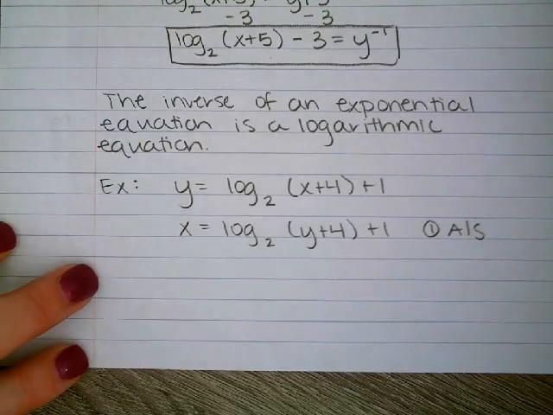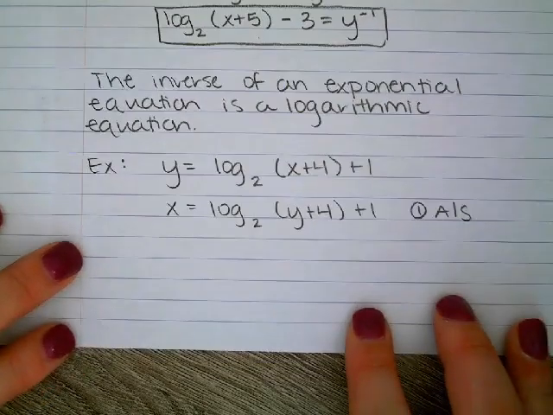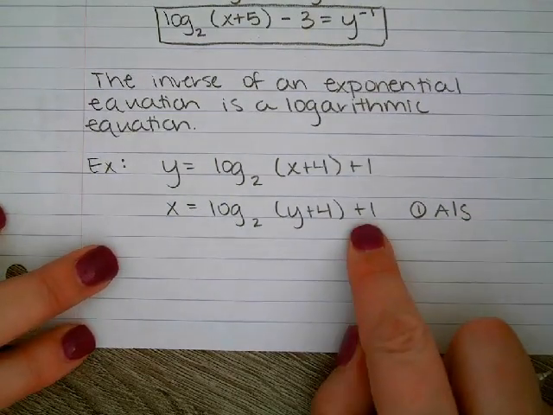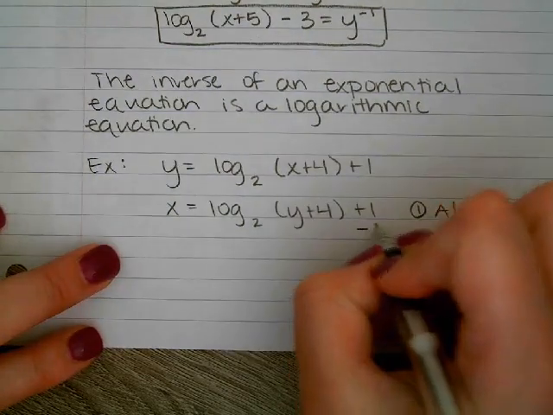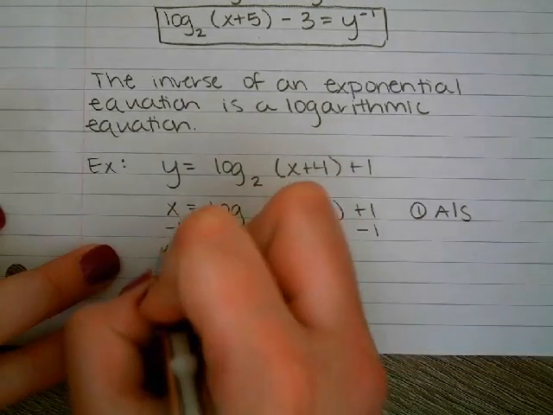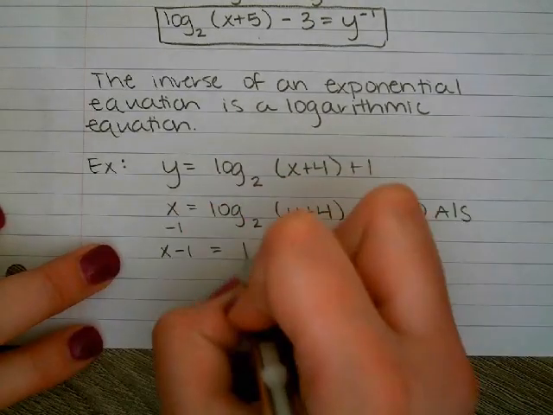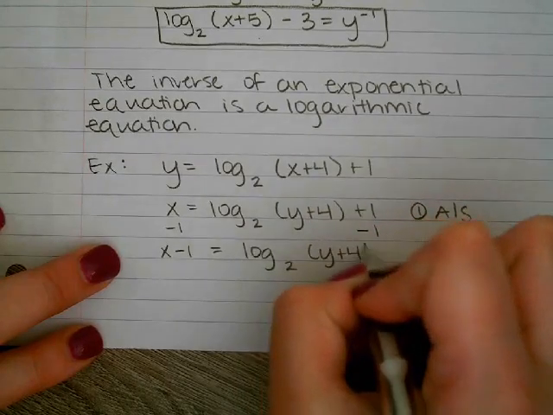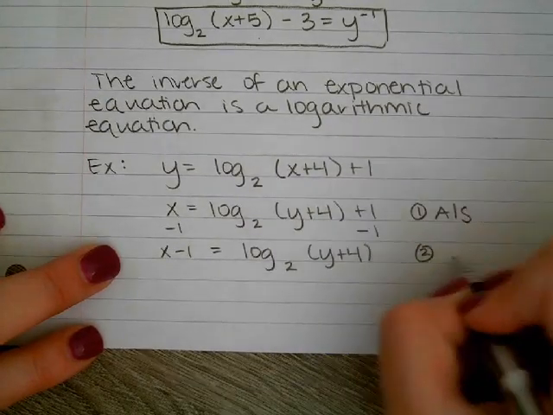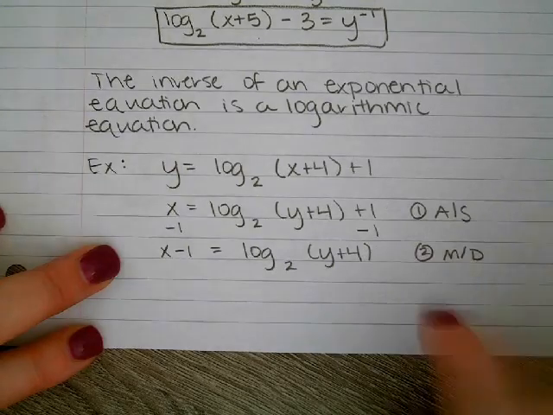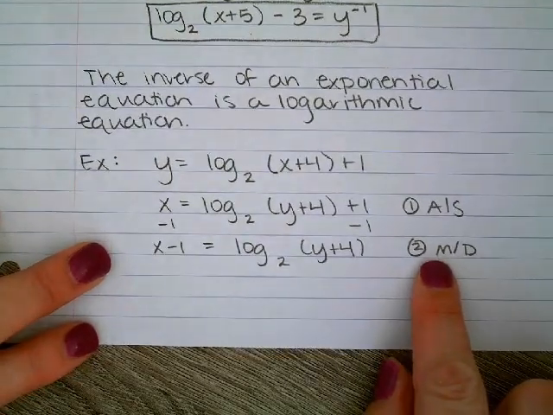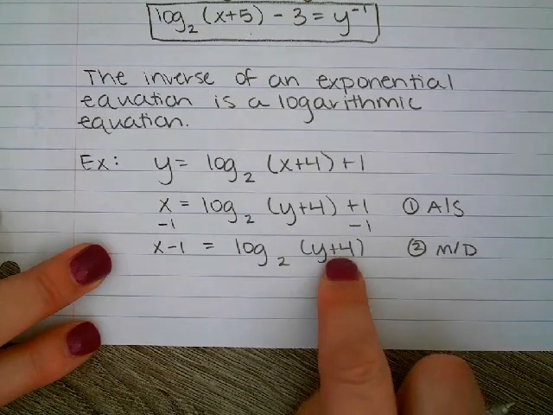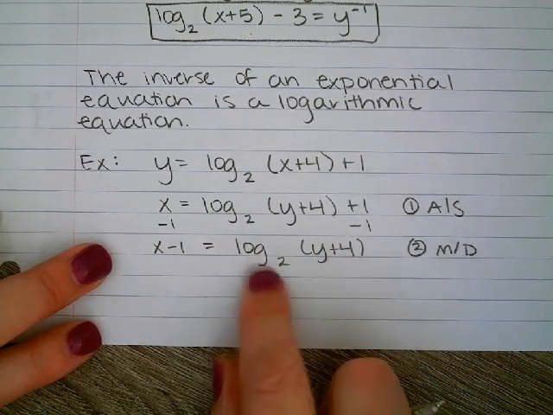So is there something that I can easily add or subtract to the other side? It's the 1. I can easily subtract a 1 over. Next step, is there something easily that I could multiply or divide to the other side? I can't deal with the 4, it's protected inside here. I can't deal with the 2, it's protected by that log, so the answer is no.